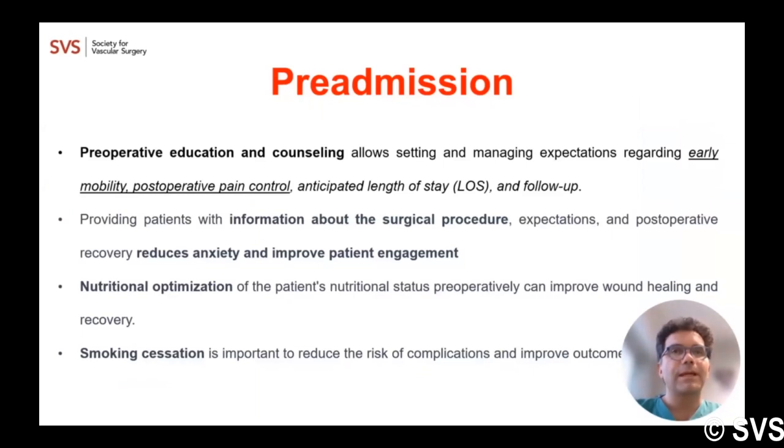dipping into our guidelines about the pre-admission, it's important to have preoperative education and counseling, especially about early mobility, postoperative pain control, and the length of stay of the patients. The information about the surgical procedure reduces anxiety and improves patient engagement. Nutritional optimization and smoking cessation are mandatory.